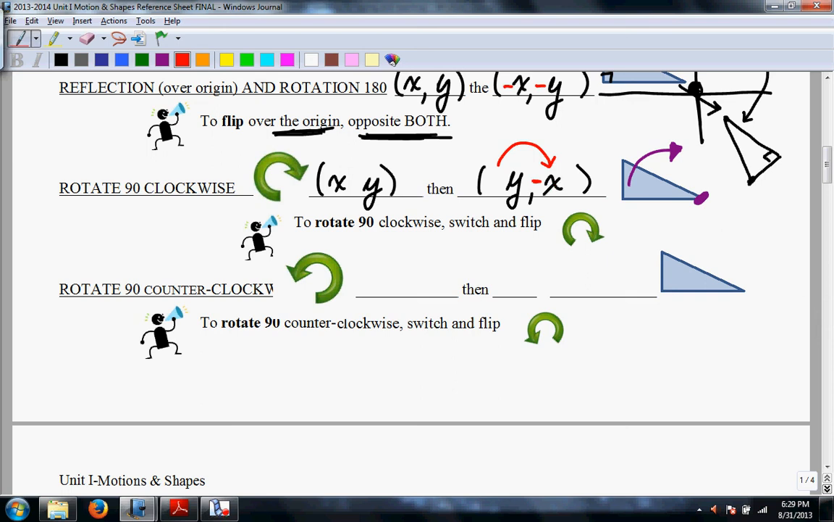So to rotate 90 clockwise, switch and flip to the right. Write that out. To rotate 90 clockwise, switch and flip to the right.